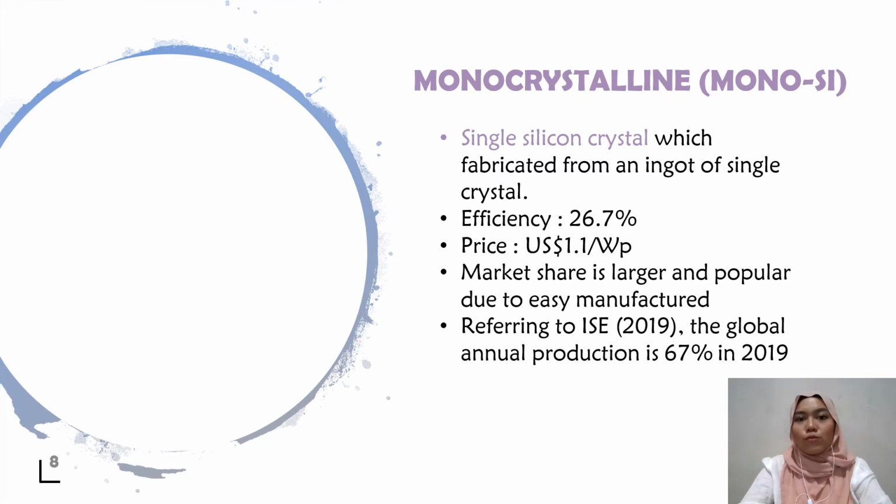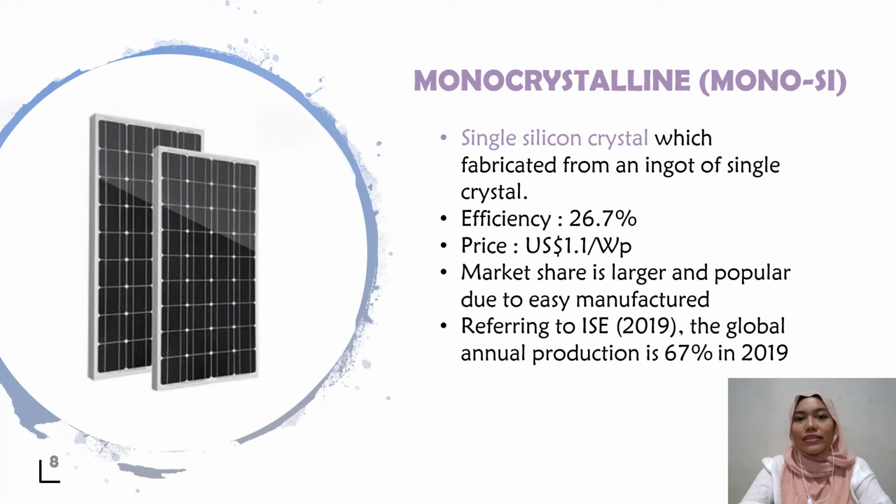The first one is monocrystalline. It is a single silicon crystal which is fabricated from an ingot of single crystal. It has the highest efficiency compared to the others with 26.7%. The price is $1.1 per watt peak. The market share is larger and popular due to the ease of manufacture. Referring to ISE 2019, the global annual production is 67% in 2019.